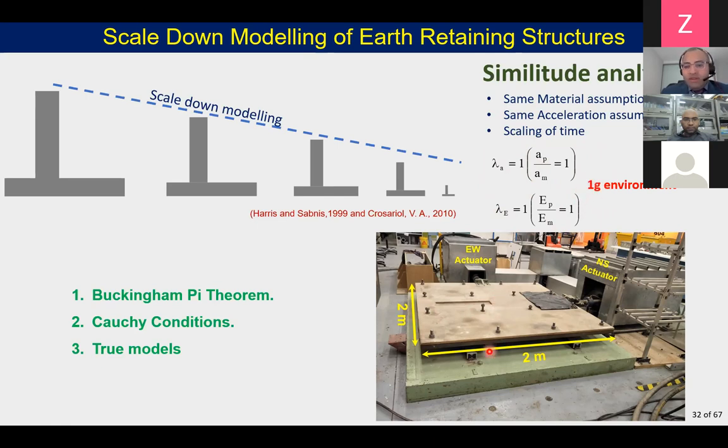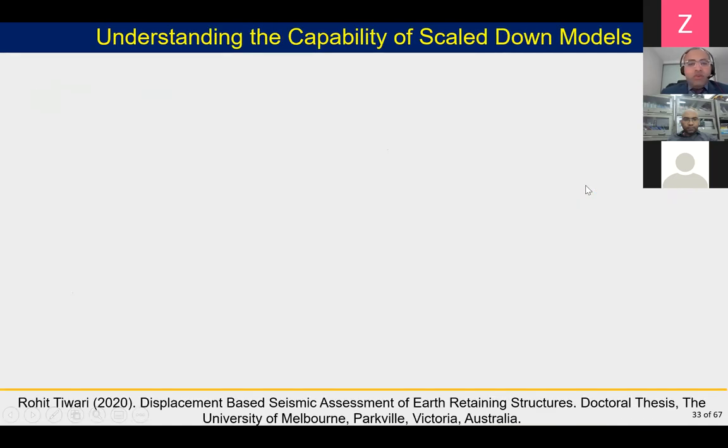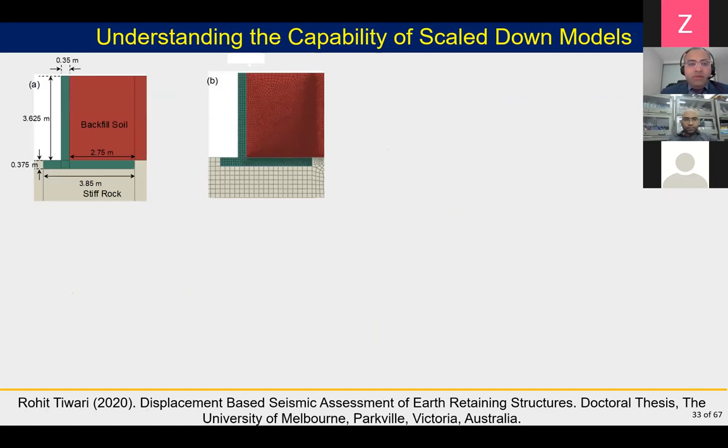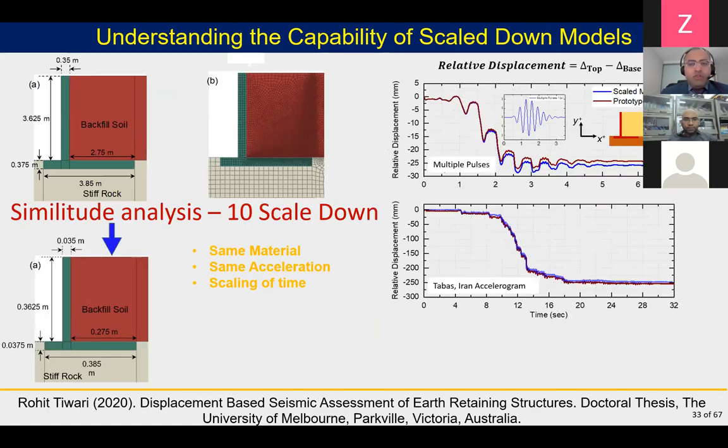But we don't have a centrifuge here at University of Melbourne. There is only one centrifuge in Australia, and I think one in India, which is near IIT Bombay. So it's hard to use the centrifuge, and it is costly as well. So what we did was scale it down based on a 1G environment. And then this is the model. This research has now been accepted by Soil Dynamics and Earthquake Engineering.